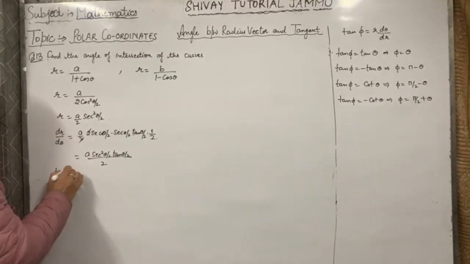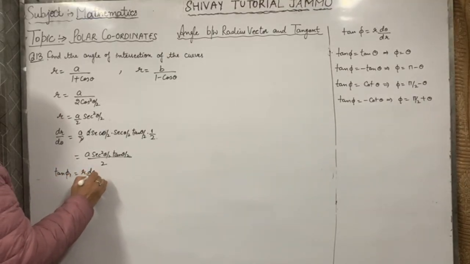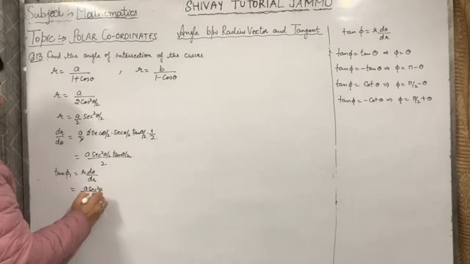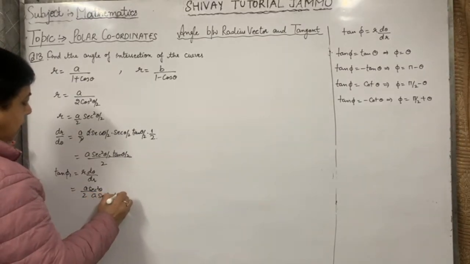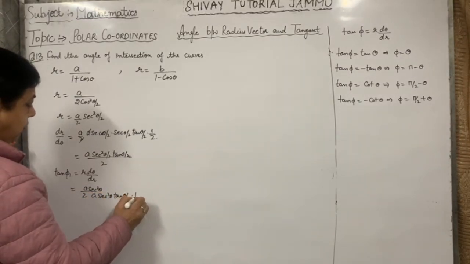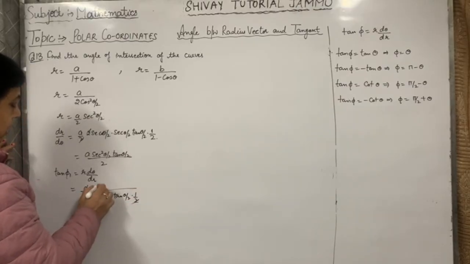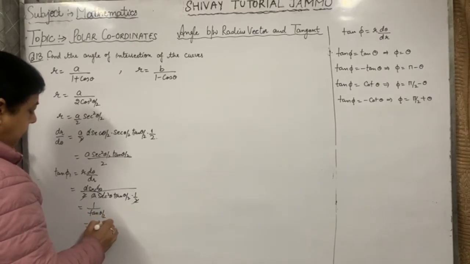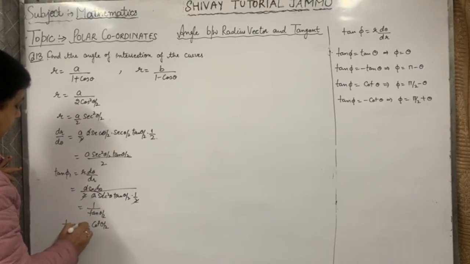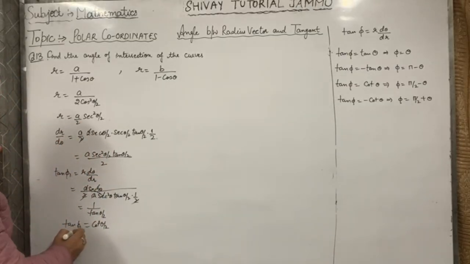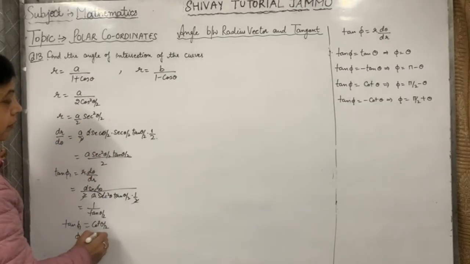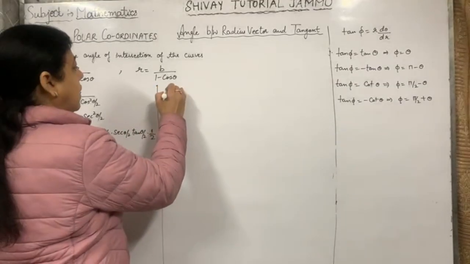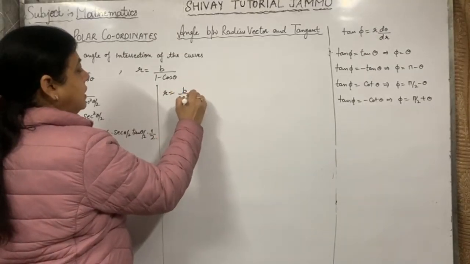What is tan φ1? r dθ/dr. r is a/2 sec² θ/2, and this is a sec² θ/2 tan θ/2 into 2. 2 cancels, a sec² cancels, 1 by tan θ/2. That is cot θ/2. tan φ1, using the third formula, we will get φ1 will be π/2 minus θ/2. Clear?